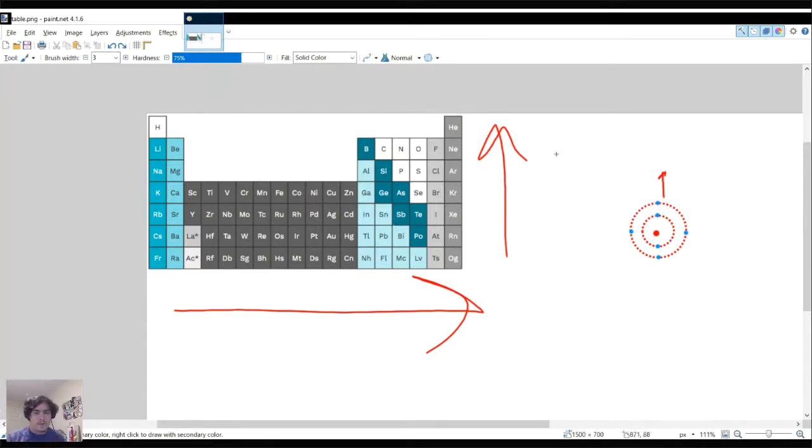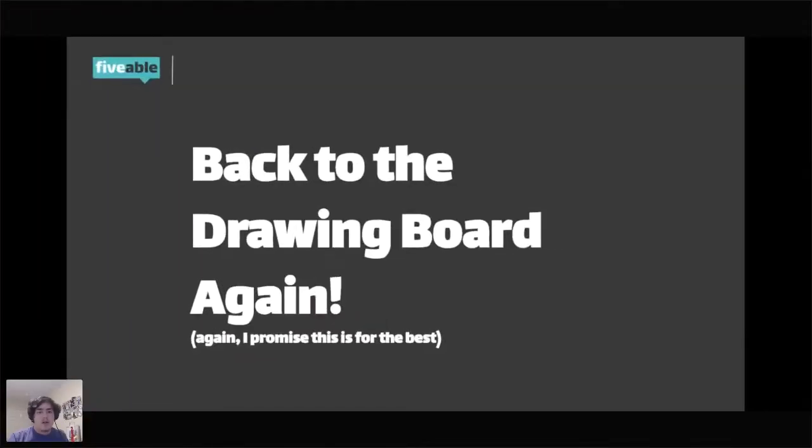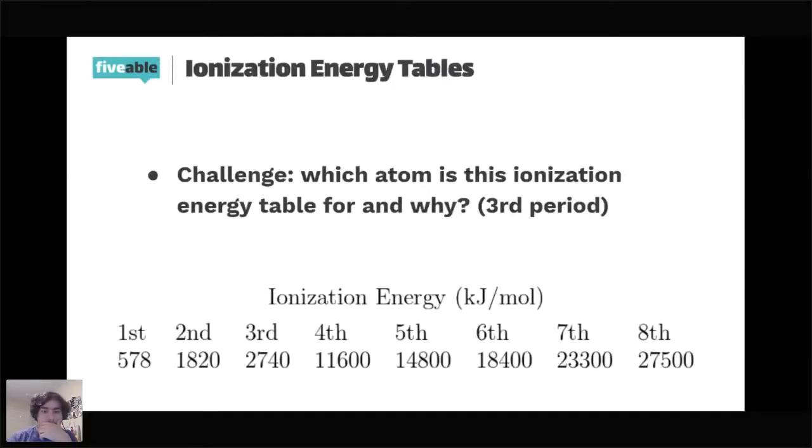There are some more ideas with ionization energy, obviously, because this is AP. So we're going to have to dive a little deeper into the concept. You're going to need the periodic table. And the challenge is, which atom is this ionization energy table for and why? I'm giving you that it's in the third period.